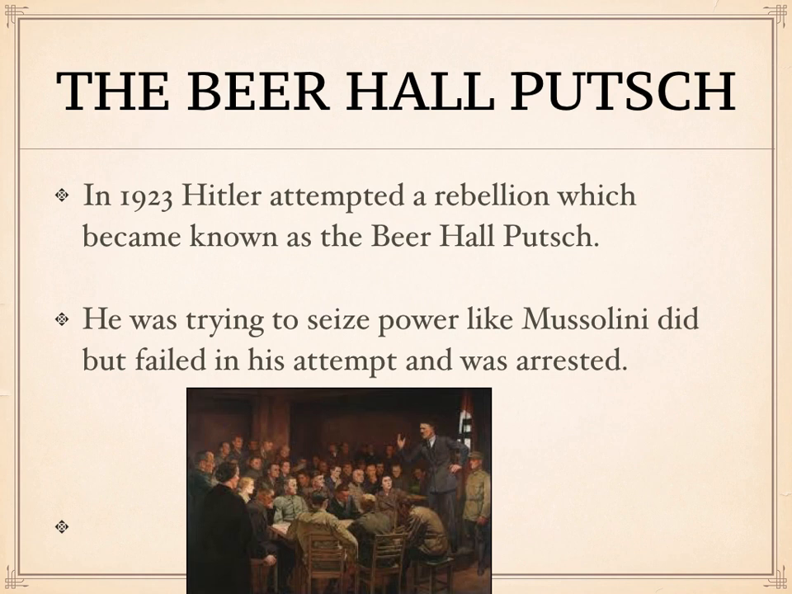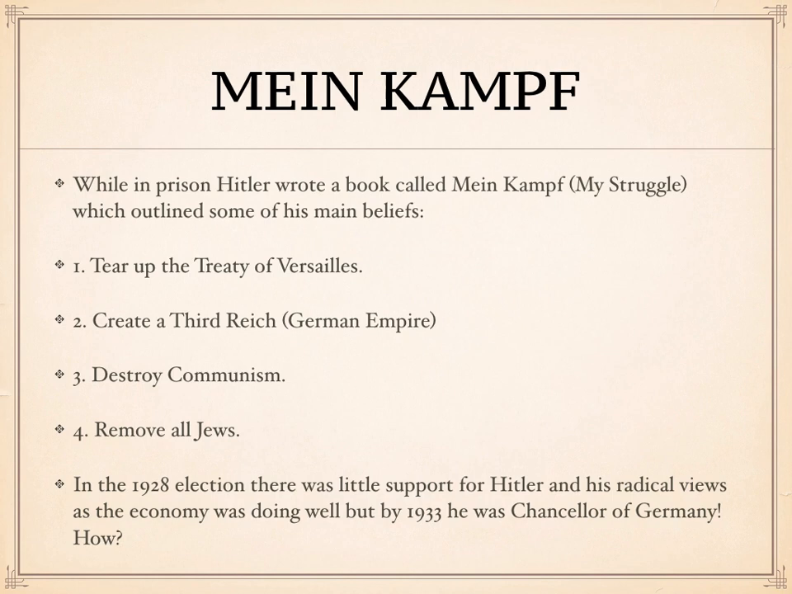So in 1923, Hitler attempted a rebellion, which became known as the Beer Hall Putsch, because a lot of meetings were taking place in what were called beer halls in America, in Germany, excuse me, and so he attempted to take over. He was trying to seize power like Mussolini did, but he failed in his attempt, and he was arrested. While he was in prison, he dictated a book to Rudolf Hess, and the book was called Mein Kampf, or My Struggle, and he outlined some of his main beliefs.